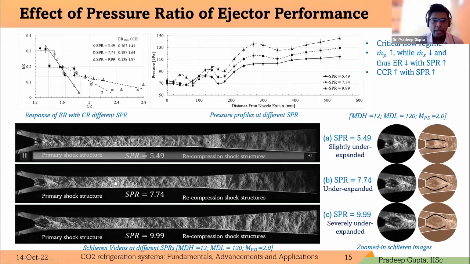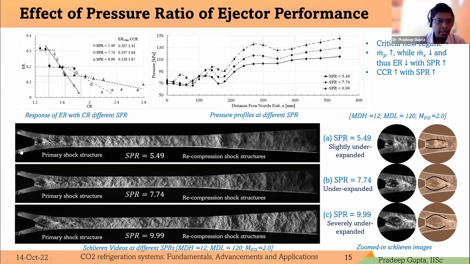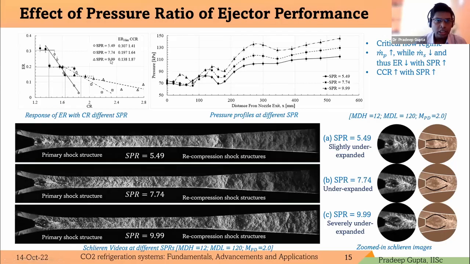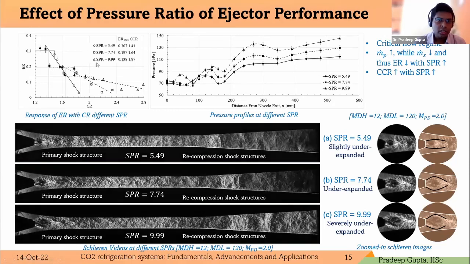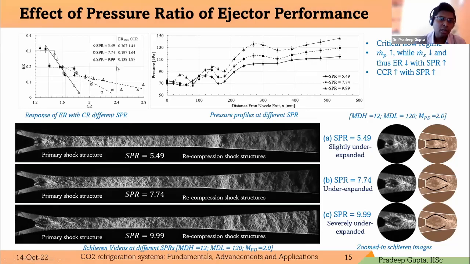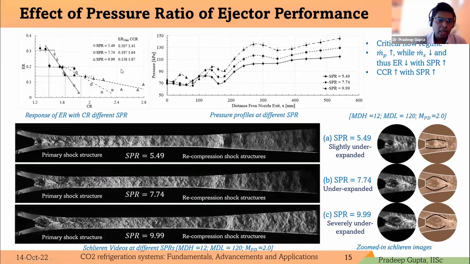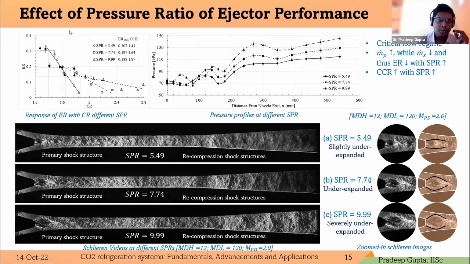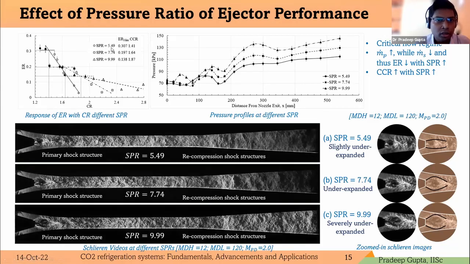So we had varied the stagnation pressure ratio from 5.49 to around 10, and a few Schlieren images are shown here. First thing we can see is that if we increase this stagnation pressure ratio, the entrainment ratio decreases, because of two reasons. First, an increase in the SPR corresponds to an increase in the primary flow, because primary mass flow rate is directly proportional to the primary stagnation pressure, and in this case the secondary flow is coming from the atmosphere, so the SPR increment is directly attributed to the primary stagnation pressure increment.